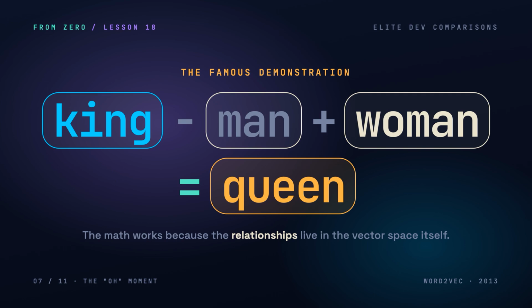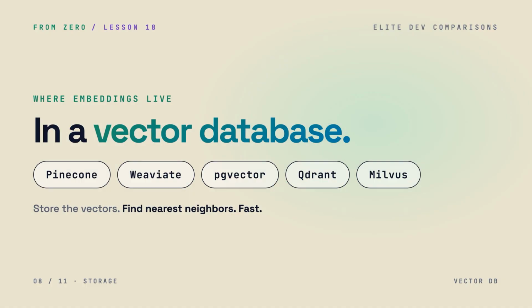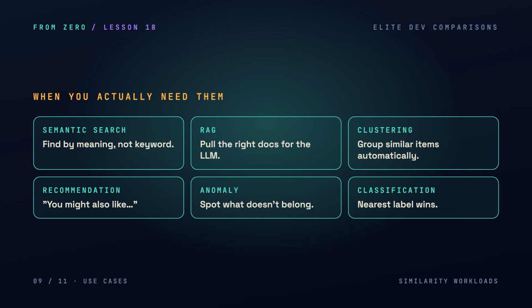Where embeddings live, vector databases: Pinecone, Weaviate, PG Vector, Qdrant. They store the vectors and find the nearest neighbors, fast. When you need them: semantic search, RAG, clustering, recommendation, anomaly detection, anywhere you need similarity without exact match.